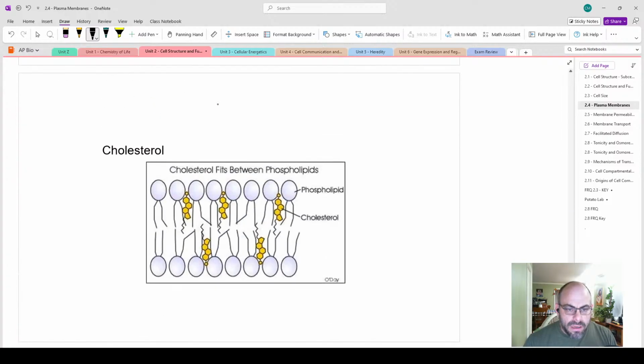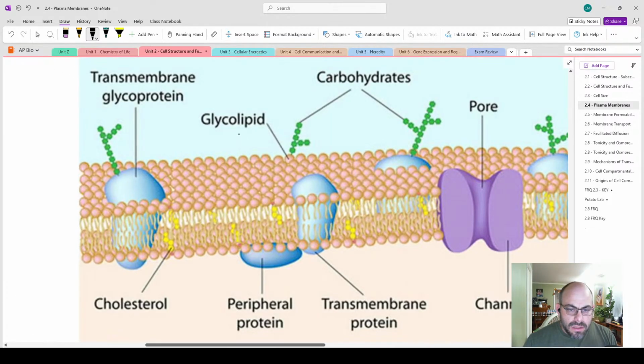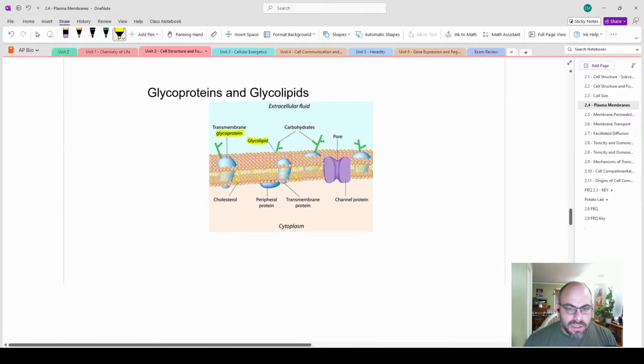And then we talked about cholesterol, which is a type of steroid that's found in the membrane, and we talked about glycolipids and glycoproteins, and we remember glyco means sugar, so it's like a protein with a sugar on it, or a lipid with a sugar on it. That's all it is.